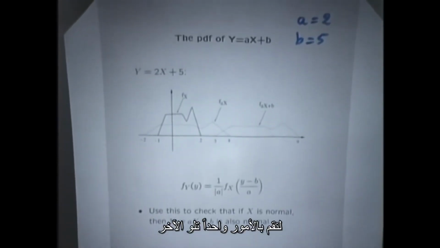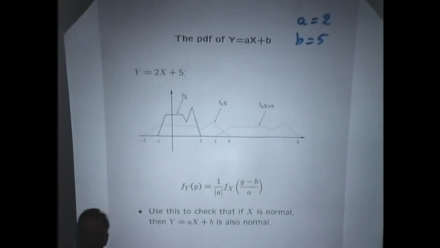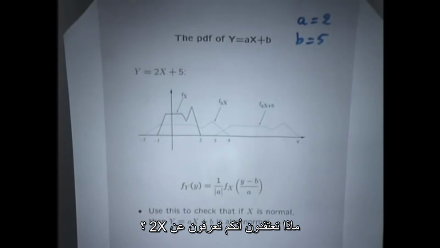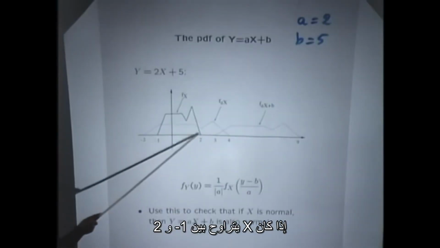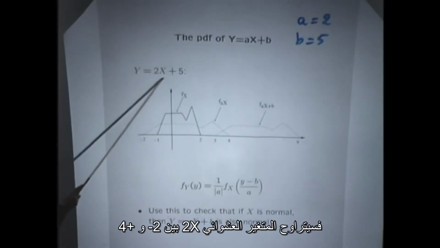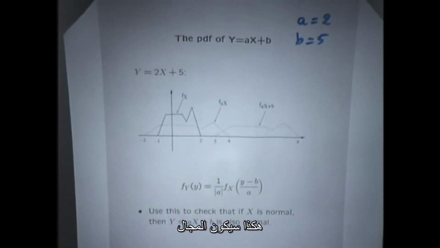Let's do things one step at a time. Let's first find the distribution of 2x. What do you think you know about 2x? Well, if x ranges from -1 to 2, then the random variable 2x is going to range from -2 to +4. So that's what the range is going to be.